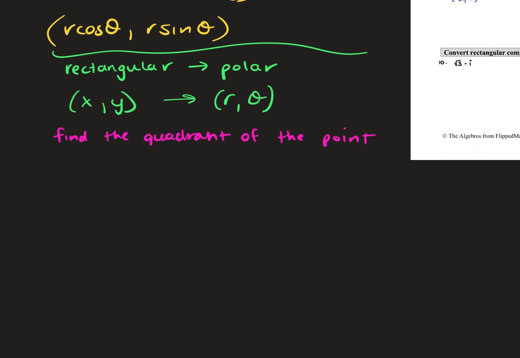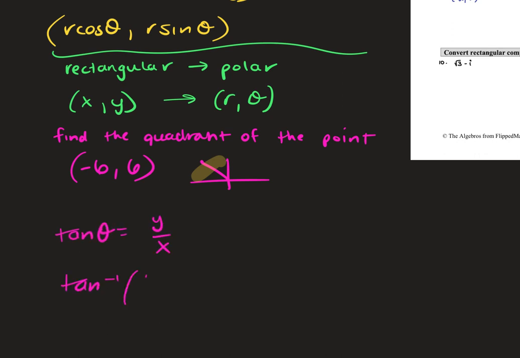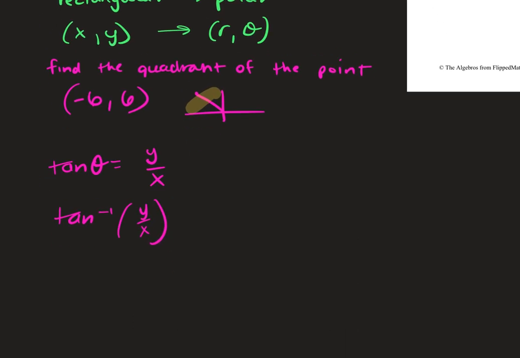All right, so if I had negative 6, 6 as my x, y, then that's in the second quadrant. That means whatever angle I pick for theta has to be in that second quadrant. So then to find theta, I do tan of theta equals y over x, and then I do tan inverse of y over x. And then pick the angle in the quadrant from the beginning.